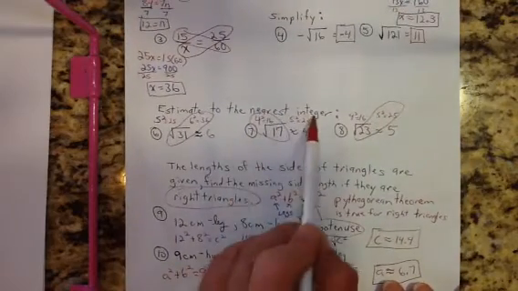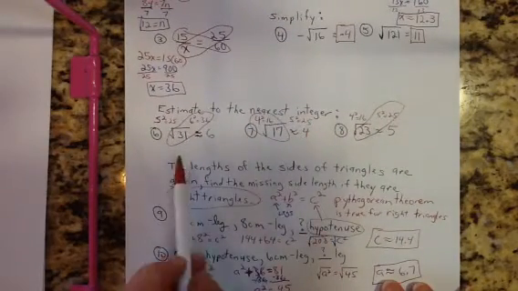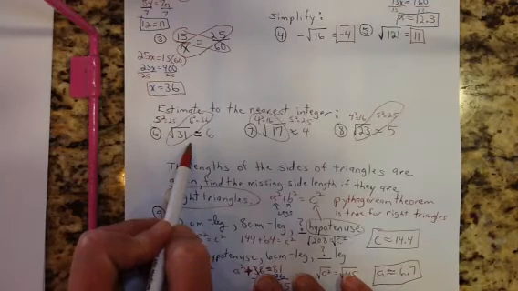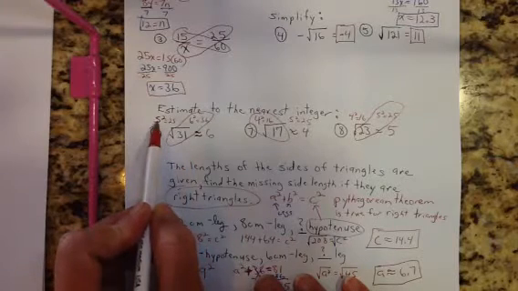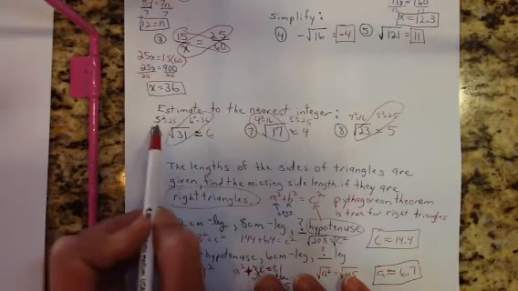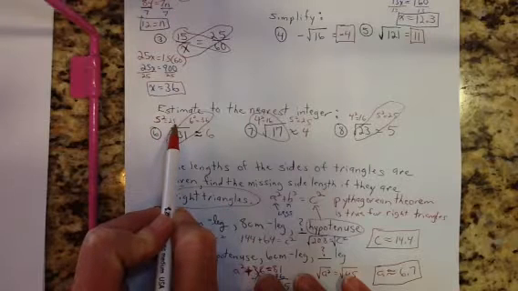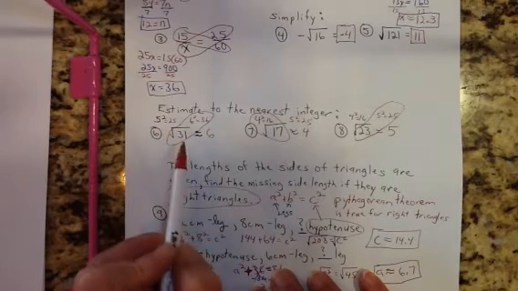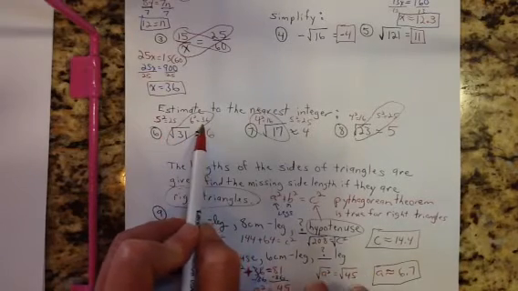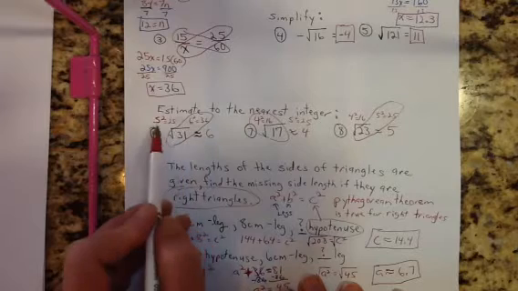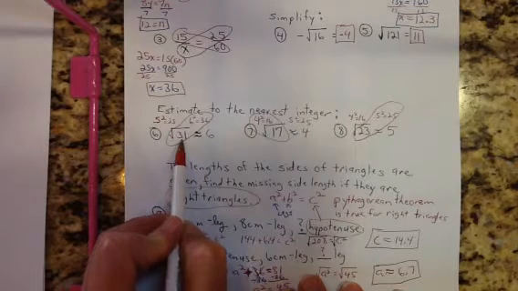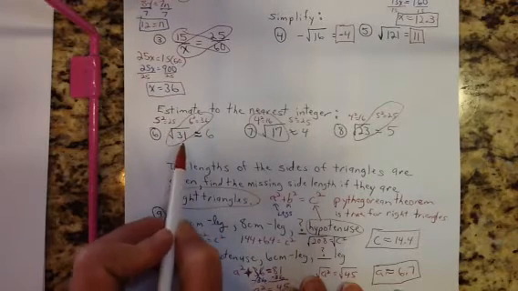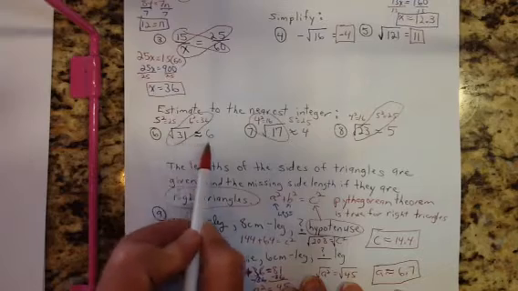Okay, so estimate to the nearest integer. Now we've got some square roots that are not going to come out to a whole number, but which whole number is it closest to? Well, if you've got these what's called perfect squares, in other words, the number squared will end up being a whole number. So this is a perfect square: 5 times 5 is 25. If you've got your perfect squares memorized, you can figure out which perfect squares this is between and which one it's closest to. It's between the 5 and the 6 squared, and it's closest to the 6. So 31 square rooted is about 6.